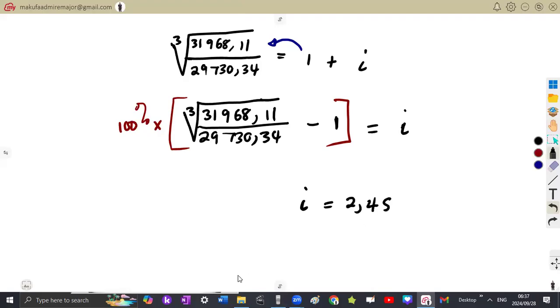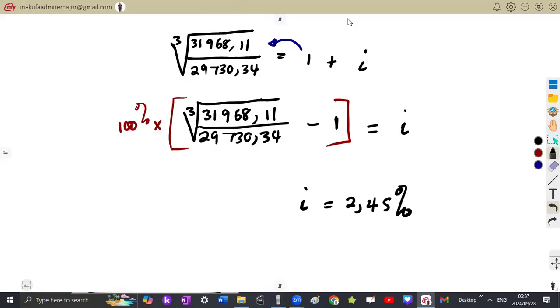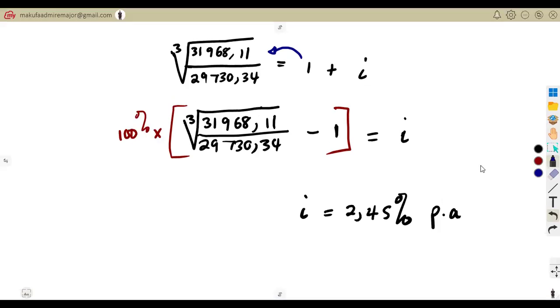So at the end, our answer to 2 decimal places is going to be what? 2,45%. It's a percentage, which is being taken yearly. As I said, yearly, it's what? Per annum. Per annum, yearly, each and every year. So you must be careful. Very careful, the presentations and so forth.